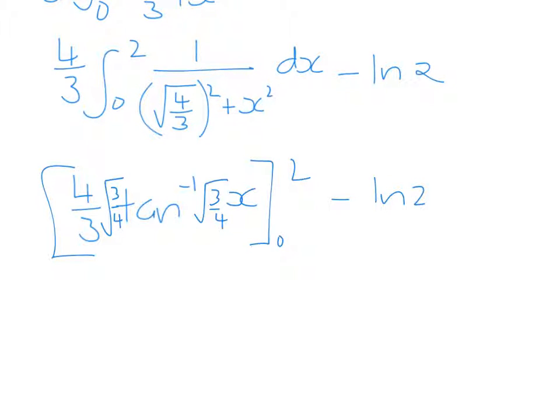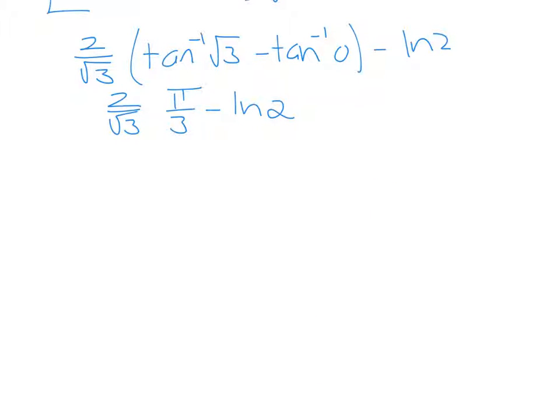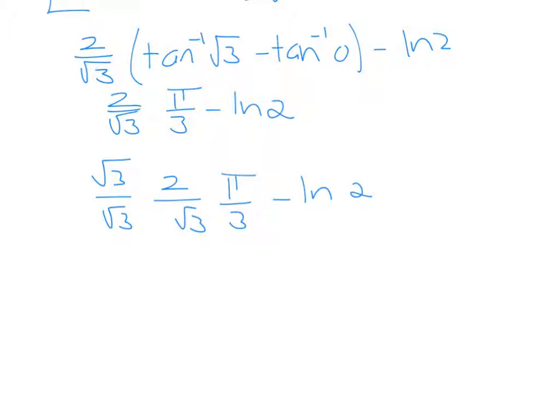Which gives us 2 over the square root of 3 inverse tan of root 3, minus the inverse tan of 0. And the inverse tan of root 3 is pi/3. Finally then, we shouldn't have a root 3 in the denominator, so I'm going to rationalise this by multiplying top and bottom by root 3. Which gives us in the end 2 root 3 pi over, root 3 times root 3 is 3, 3 times 3 is 9, minus ln 2.